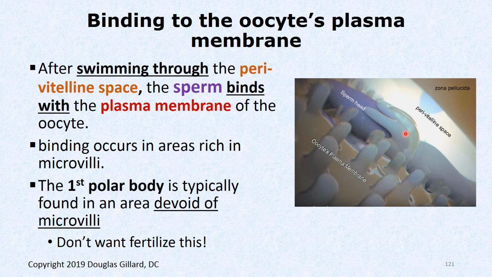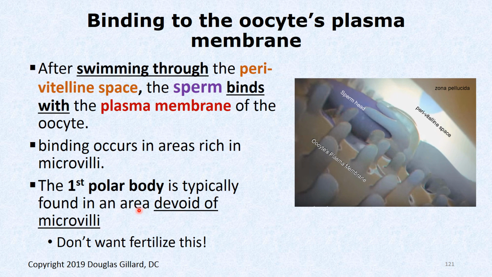And you can see a kind of endocytosis process. The sperm, part of the sperm anyway, is swallowed and goes to the inside of the oocyte. But we'll show you something weird about that. So make sure I got everything after swimming through the space. Sperm binds with some receptors on the plasma membrane. It's important to know that the binding occurs in an area that has a lot of these microvilli.